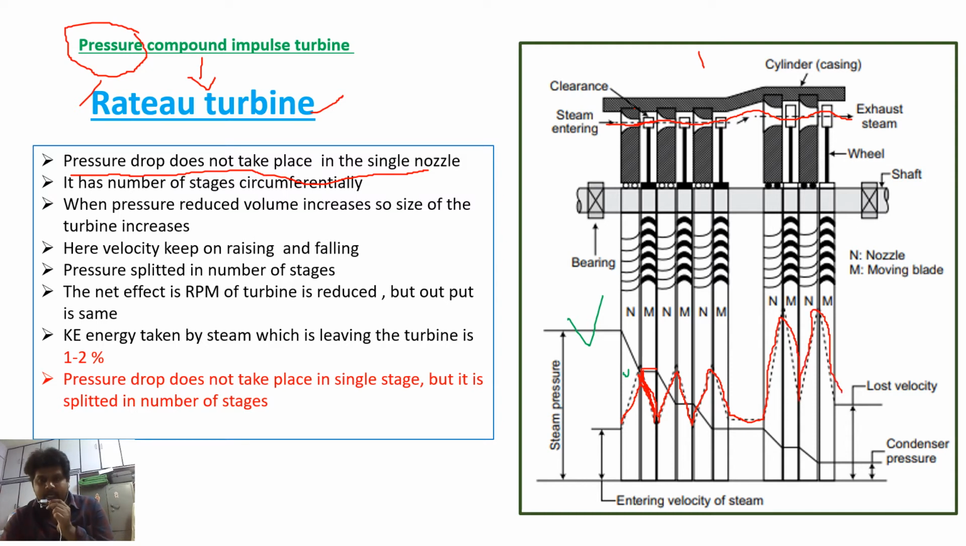This way there is a rising and falling of the velocity, because here there are a number of nozzles. So when it is passing through the number of nozzles, the velocity increases, and when it is passing through the blade, the velocity decreases. So here you can see, velocity keeps on rising and falling. So this is how the pressure and velocities are varying in the reactive turbine.